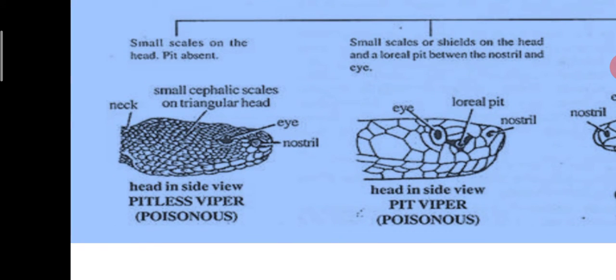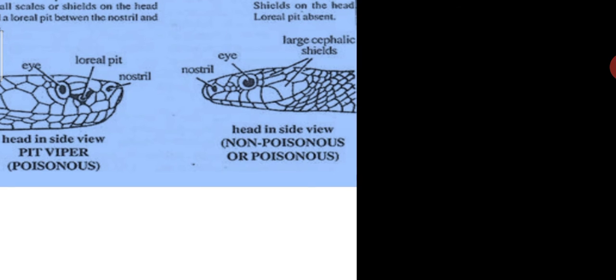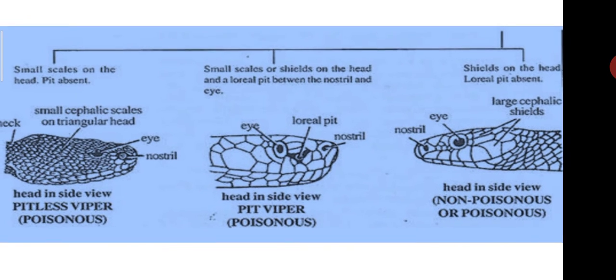Here you can see small scales on the head, pit absent. Even though the pit is absent, it is a pitless viper. All the pit vipers, pitless or whatever, are poisonous. Small cephalic scales on a triangular head you can see. Here you can see the loreal pit. In the pit viper, the loreal pit is present, a bigger marking. So it is a poisonous snake.